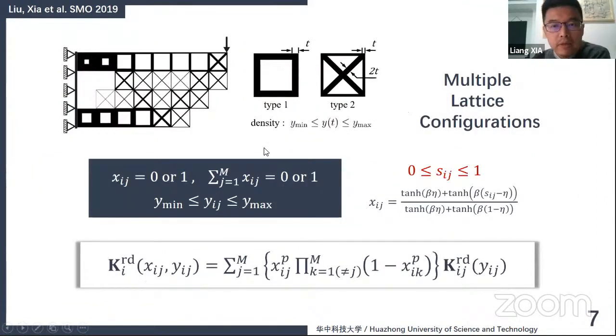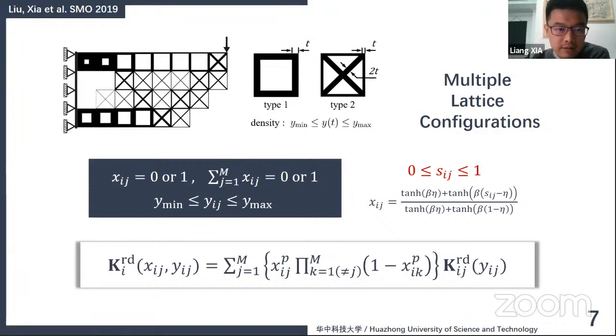Of course, this model can be extended to consider multiple lattice configurations. Here we need two types of design variables. One is X, a discrete variable that indicates the type of lattice configuration, and another continuous variable, or density variable, governs the geometry or the density of lattice. And notice that to favor gradient-based algorithms like MMA, the discrete variable X is in fact a Heaviside projection from a continuous variable S, which is bounded between 0 and 1.